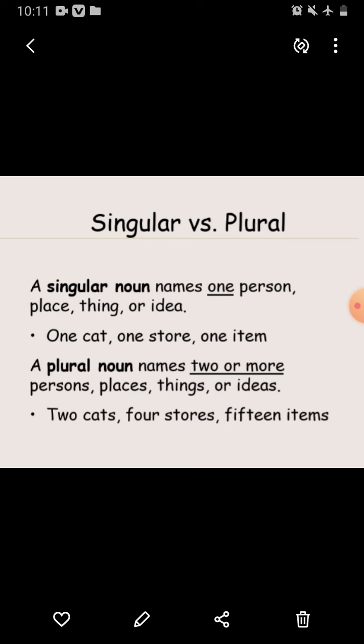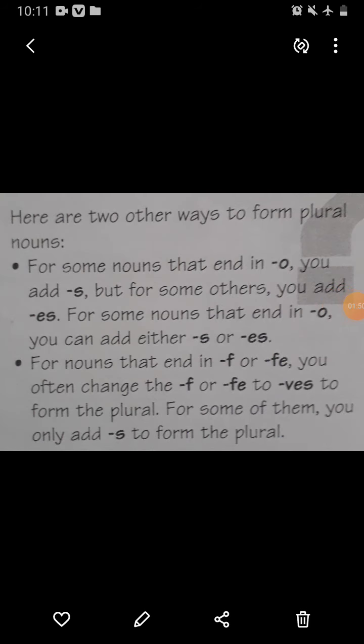Dear students, now come to page number 9 of your grammar skills books. Here are 2 other ways to form plural nouns. Number 1, for some nouns that end in O, you add S. But for some others, you add ES. For some nouns that end in O, you can add either S or ES.